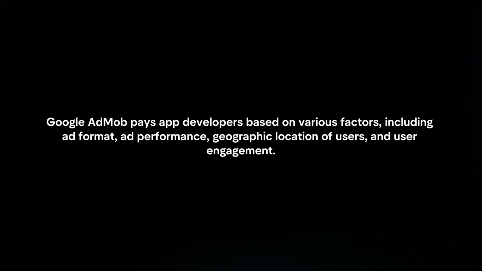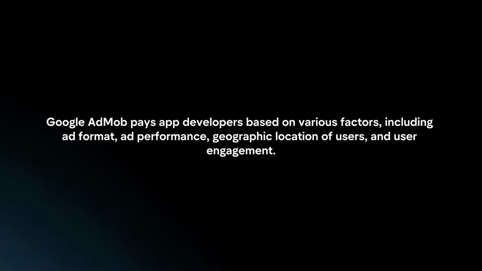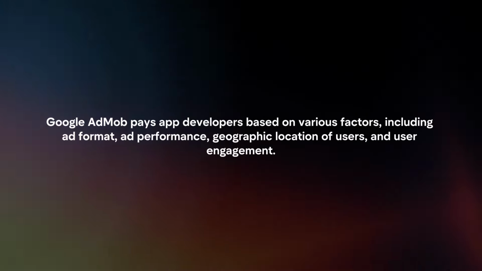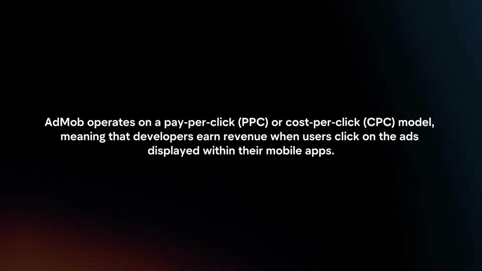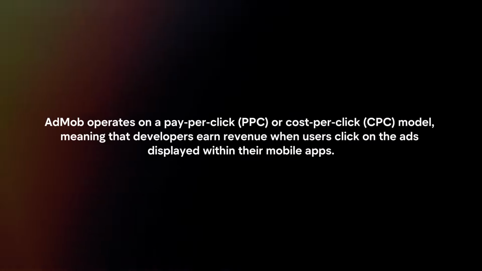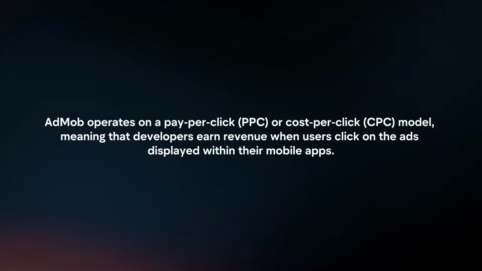Google AdMob pays app developers based on various factors, including ad format, ad performance, geographic location of users, and user engagement. AdMob operates on a pay-per-click or cost-per-click model, meaning that developers earn revenue when users click on the ads displayed within their mobile apps.